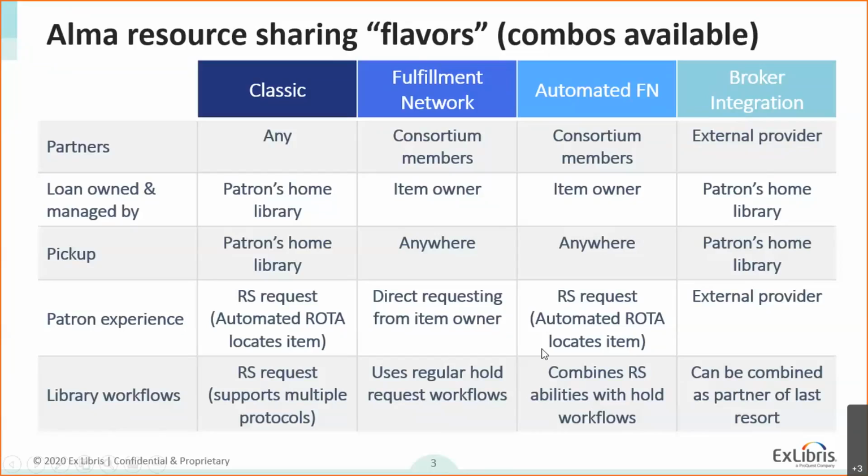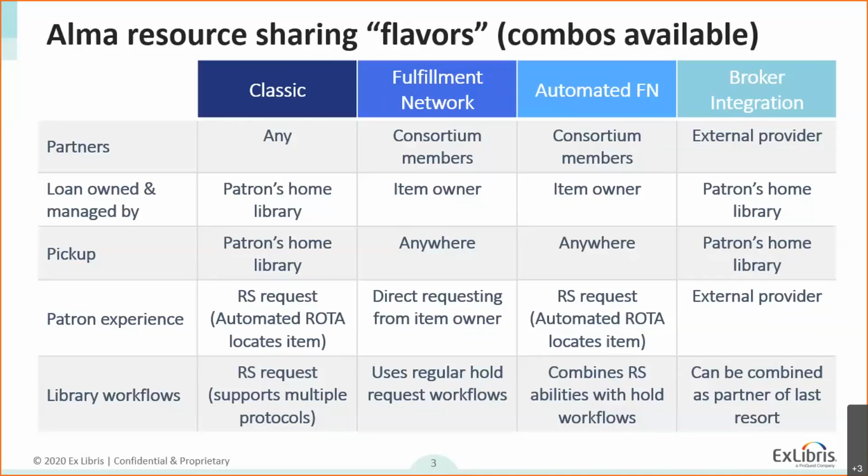In Fulfillment Network, I can discover anything from any of the consortium members. I can ask directly from the library I want to deal with. If it's configured, I can have it picked up in any member of the consortium that I want. And the item owner manages that loan, and I interact directly with the item owner. And it uses the regular hold request workflows that I'm familiar with as a patron, and the librarians are familiar with. Automated Fulfillment Network is sort of a hybrid there. I create as a patron a resource sharing request.